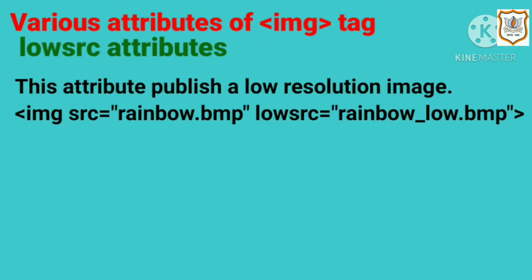Next attribute is the lowsrc attribute. This attribute publishes a low resolution image. Example: img src equal to rainbow.bmp, lowsrc equal to rainbow_low.bmp. To get a low resolution image, resize, crop or resample the image using a suitable image editing tool. With a low resolution image, we can solve the problem of browser speed as well as size of image.